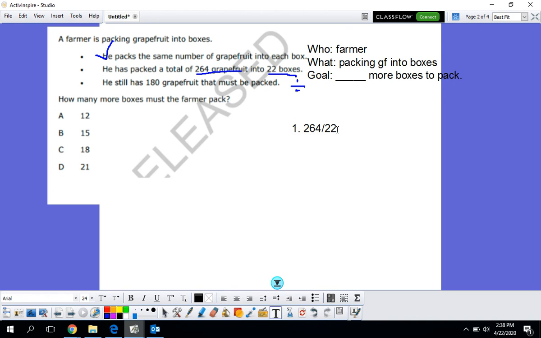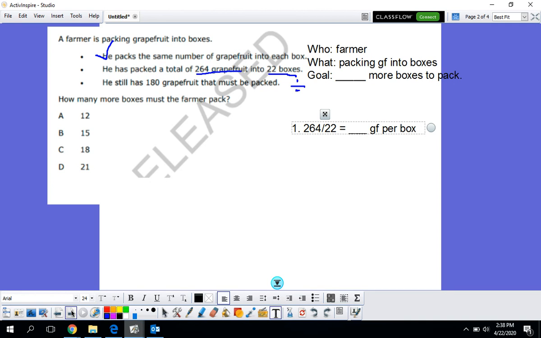But I need to kind of think about, well, how will that be helpful? And will that help me achieve my goal? So if I took this 264 grapefruit and I'm putting them into boxes, when I do that, that'll tell me the number of grapefruit per box. And that might be important because if he has more grapefruit in this third line to pack, he's got to know how many to put per box. If he doesn't, how am I going to know how many boxes he needs? So my first step seems to know the grapefruit per box. So it seems like I'm going to have to do 264 divided by 22.